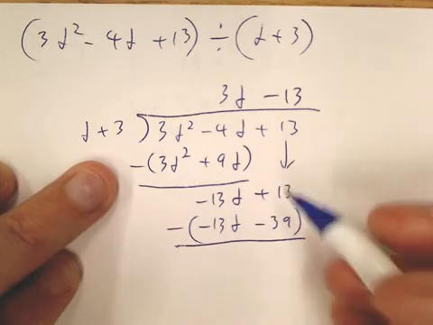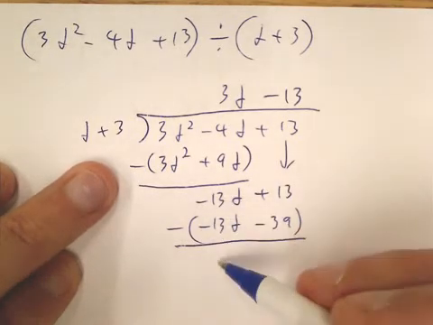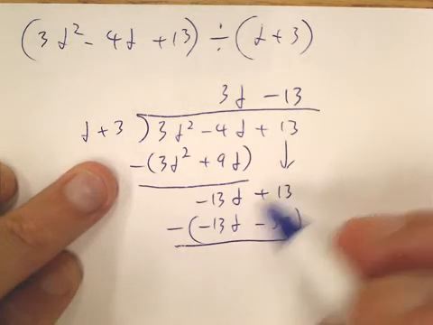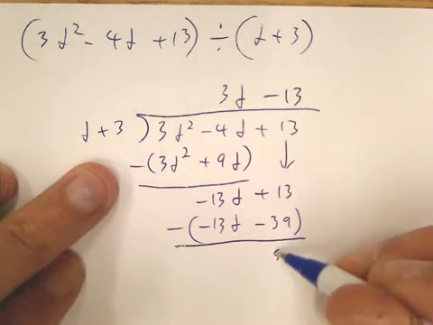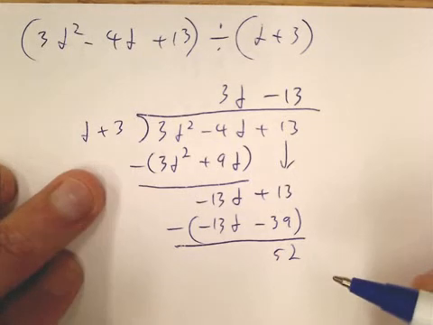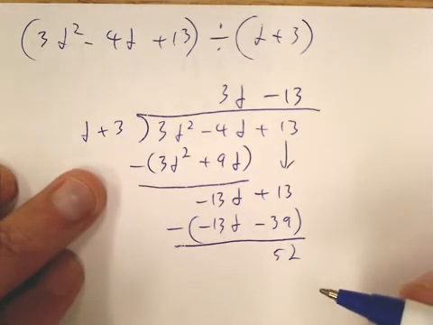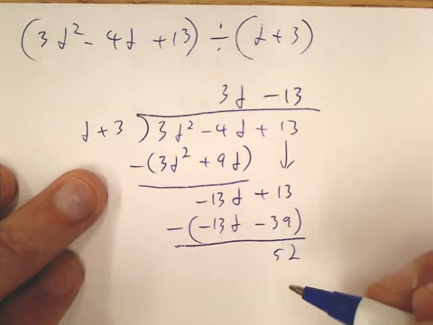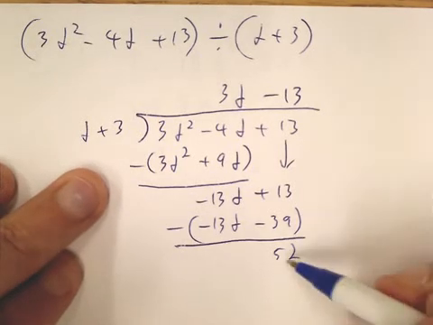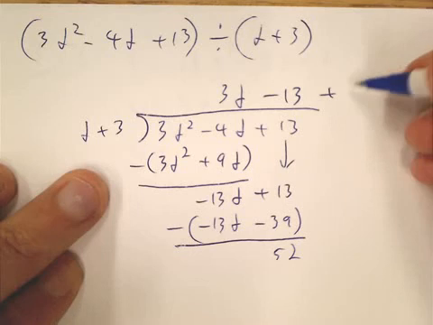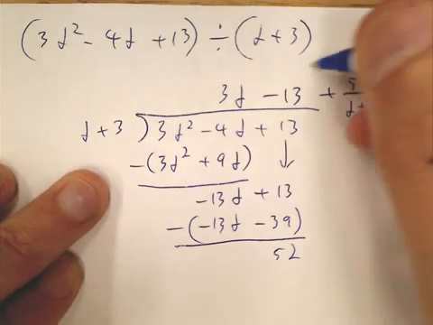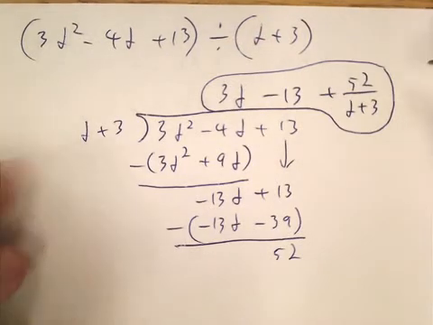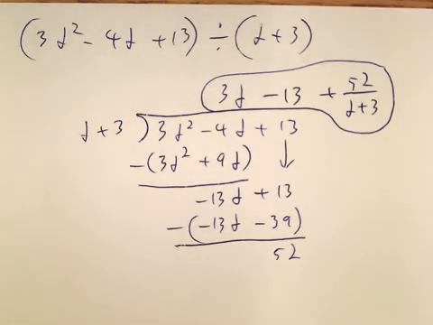And again, I'm going to subtract. Negative 13 minus negative 13 is 0. 13 minus a negative 39, minus a negative is like addition, so it's going to be 52. Okay, when I write my final answer, it's going to be 52 over d plus 3. So plus 52 over d plus 3. Okay, so that is my final answer there.